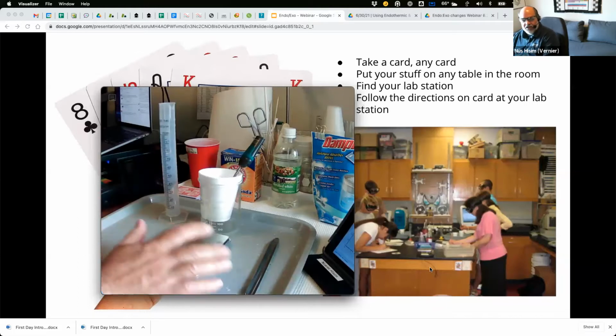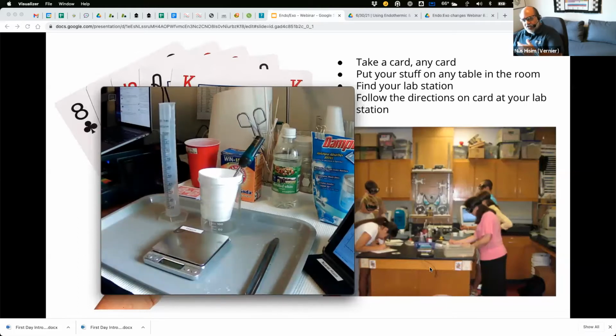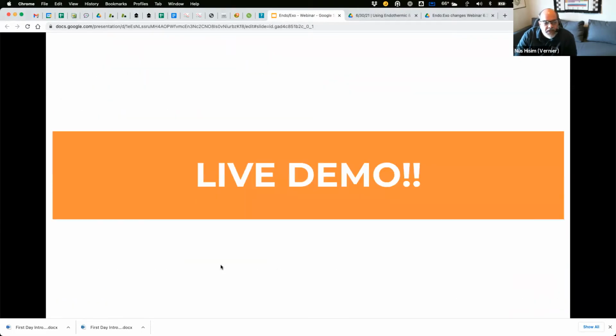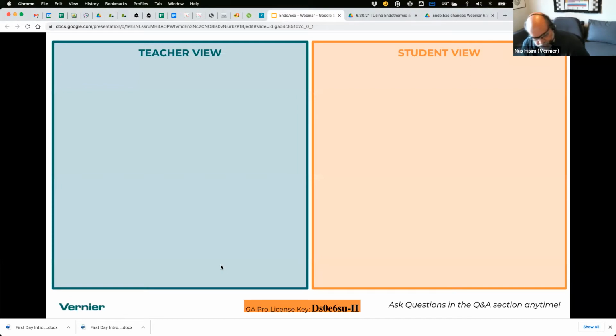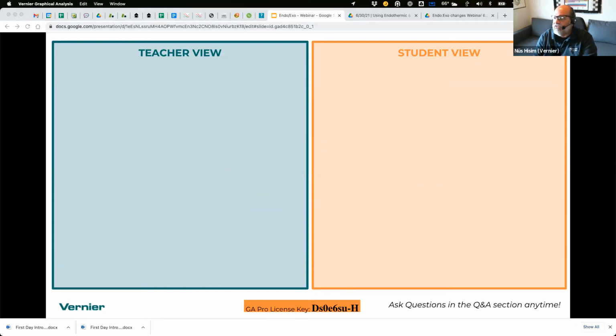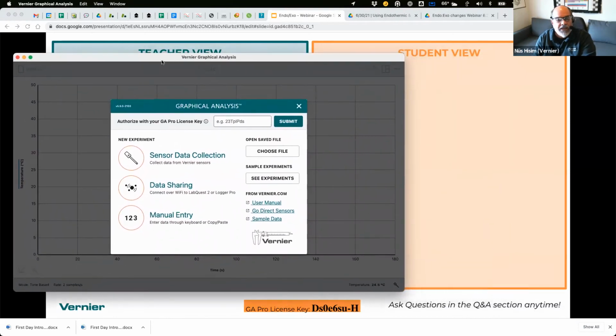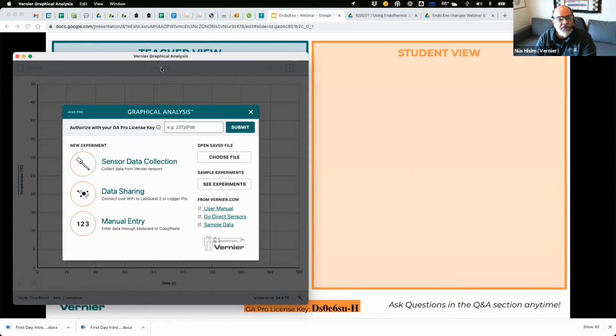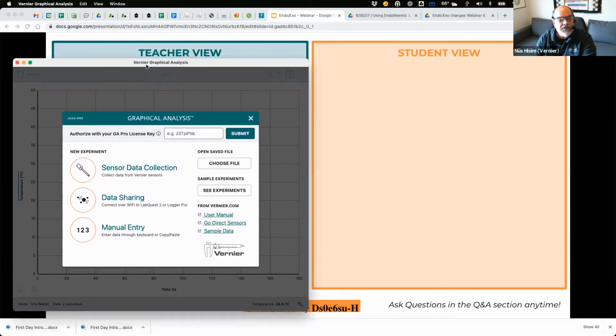So let's see how the experiment will work together. You'll follow me along here. I'll have this camera going, and then you're going to get some data as well. So let's take a look at that part of the presentation. So let's get you set up so that you can follow along if you want, okay? And so let me get my copy of Graphical Analysis over here. And if you have a copy of Graphical Analysis already installed, go ahead and launch it.